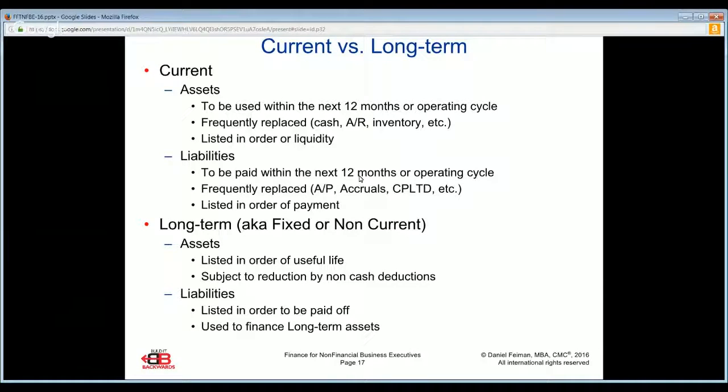The long-term assets, again, are reduced in each period by the non-cash deductions. And we'll talk about the three forms of non-cash deductions subsequently, so you can tie it back in here and go through the calculations. Same thing with the liabilities. The liabilities are listed in the order in which they're going to be paid off.